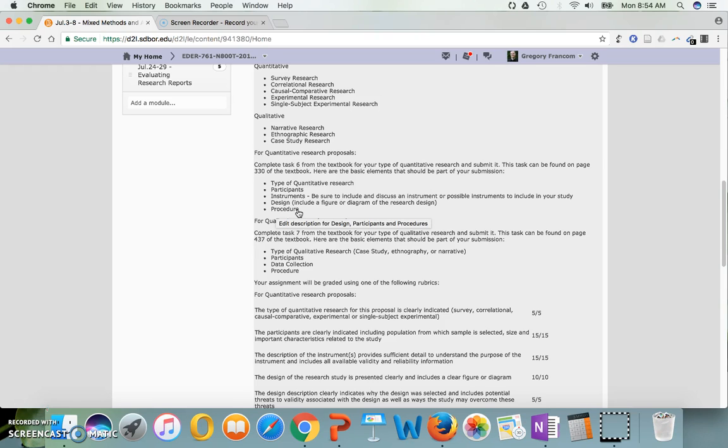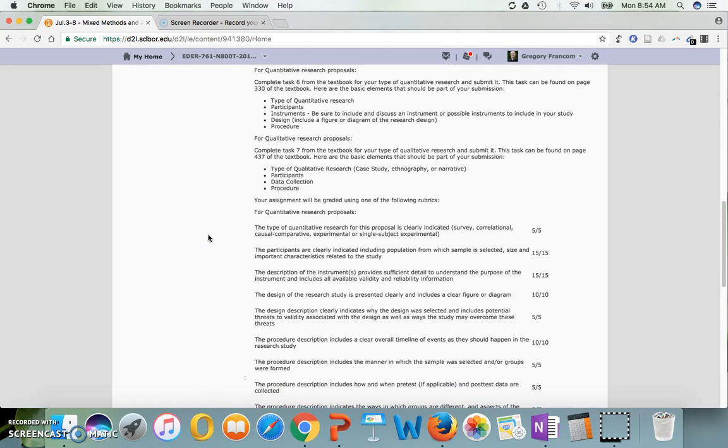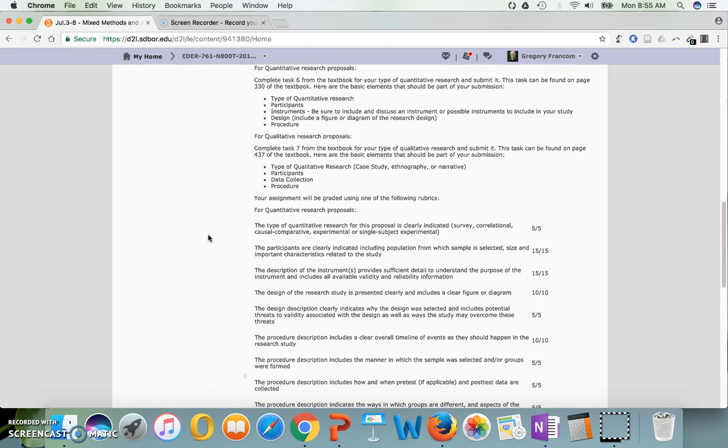This is really getting into the proposal of the research study. What are you going to do for your research study? If it's a qualitative research proposal, you're going to choose the types of qualitative research. Who are your participants? What will you do for data collection? This is a huge part of the qualitative research process. How are you going to collect that data? What's the process going to look like for data collection? And then the procedure.